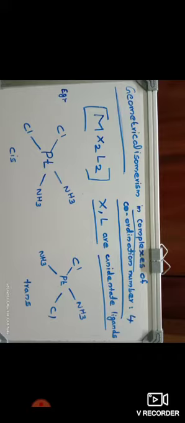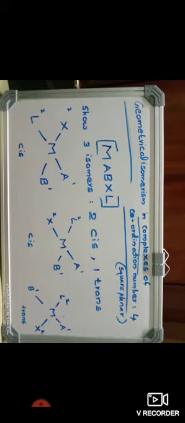So, MX2L2, where X and L are unidentate ligands and this MX2L2 has a square planar structure, will show geometrical isomerism. That is, there will be a difference in the arrangement of ligands in space around the central metal atom. If the same group is adjacent to each other, it is the cis isomer. If the same group is opposite to each other, it forms the trans isomer.